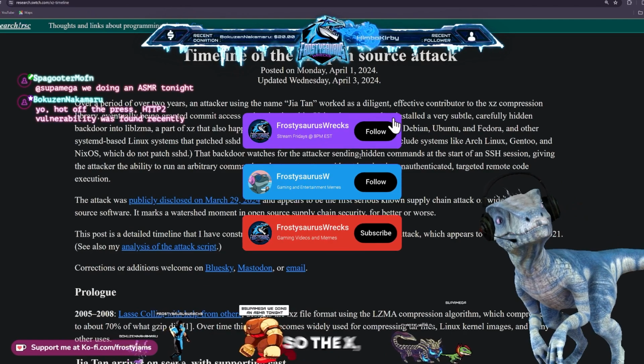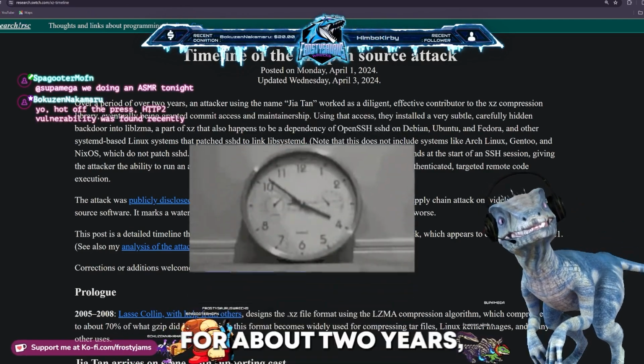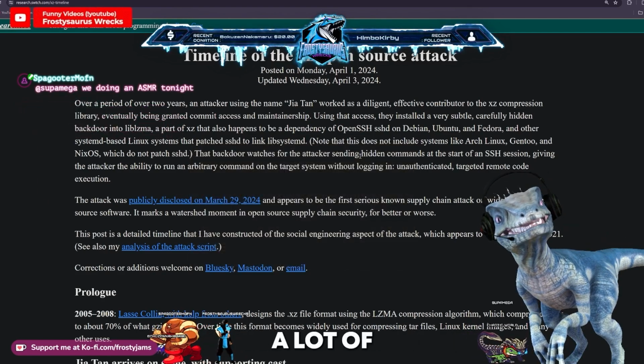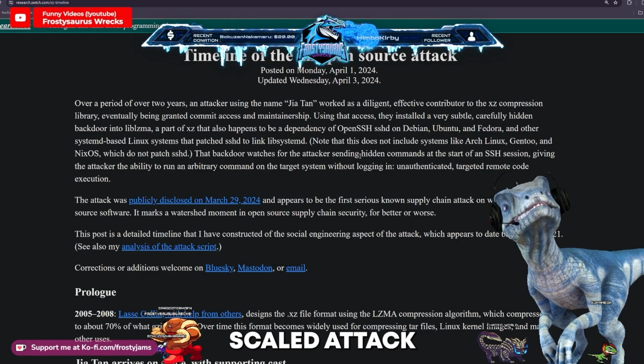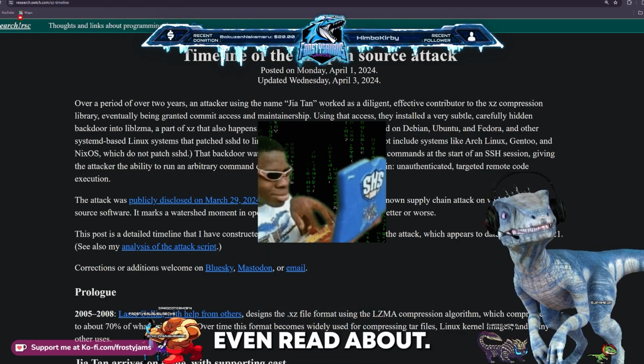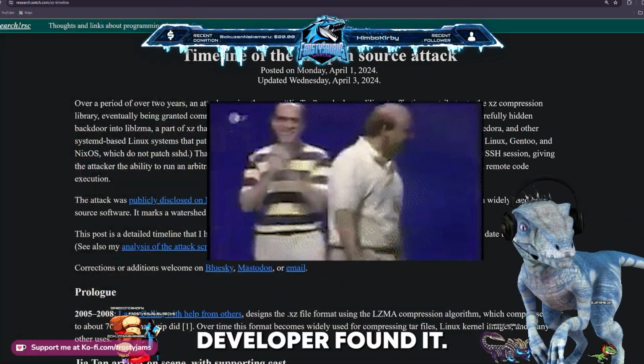Bit of a background, guys. So the XZ Utils attack, this is an attack that's been going on for about 2 years. This has taken a lot of social engineering. This is an actual world-scaled attack that you probably didn't even read about. So funny enough, this was an attack on Linux, but a Microsoft developer found it.